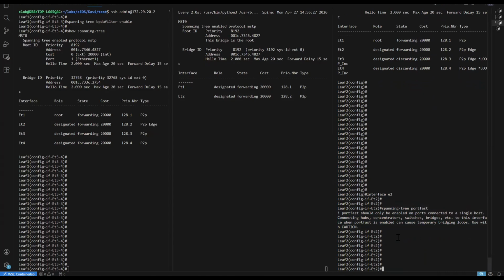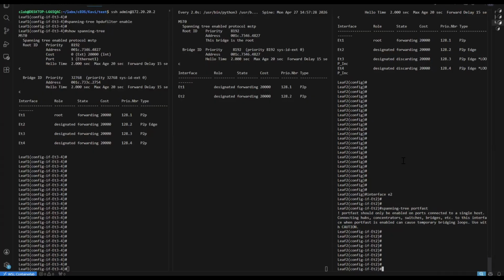Because what happens when we configure an interface with port fast? When a switch boots up, after the boot up, the spanning tree will start converging. So it will have to go through the listening state, forwarding state, all these states it has to transition. But when an interface is enabled with port fast, it will not go through those transitions. It will directly go to the forwarding state, as soon as the interface comes up. So it might cause a temporary loop if any point-to-point interfaces are configured with port fast. So we have to be careful on that.